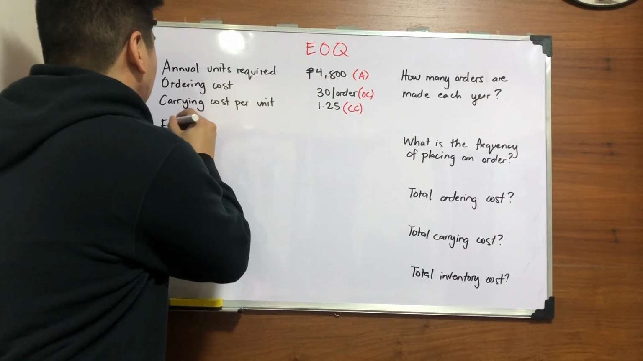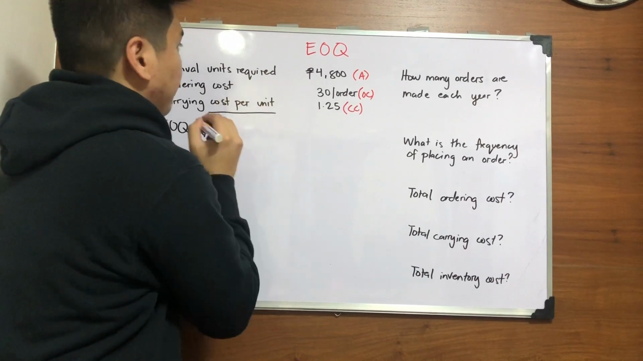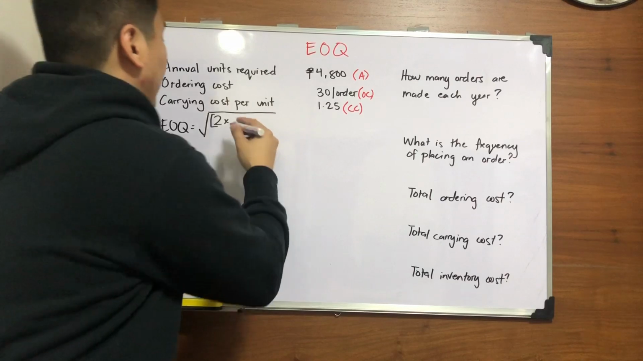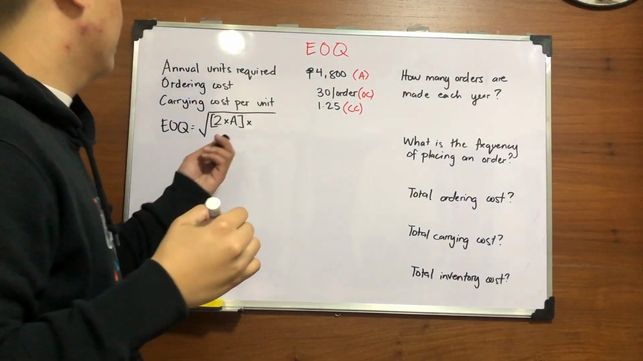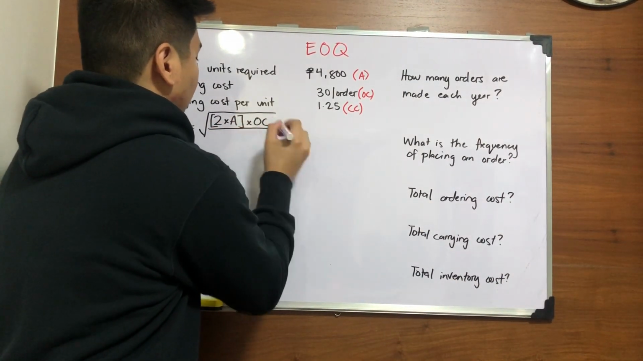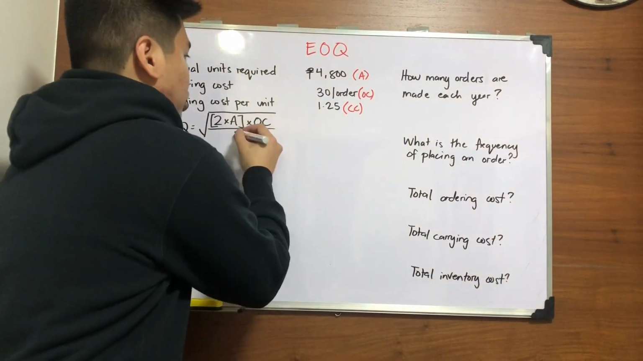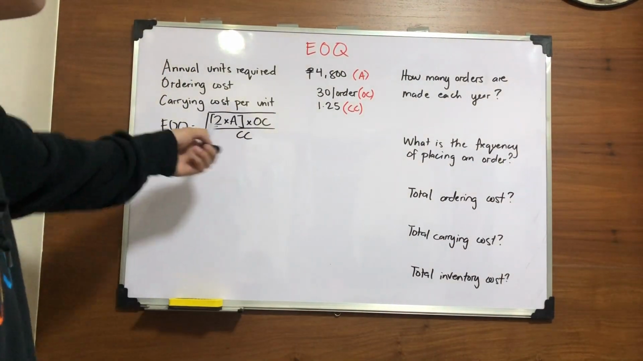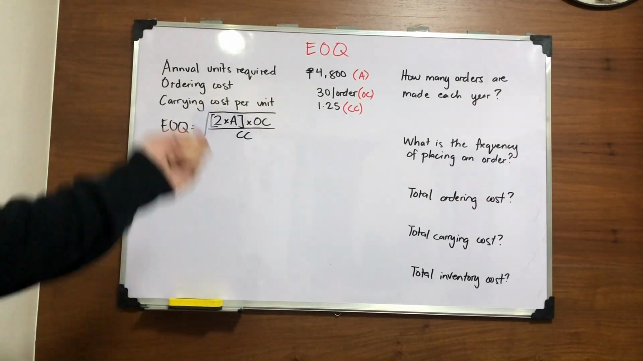So EOQ is equivalent to the square root of 2 times your annual units required, and then the product of this would be multiplied to the ordering cost, your OC, and your numerator would be divided with your carrying cost per unit or your CC. Okay, so now this is already our plotted formula. Let's now replace it with the actual figures.